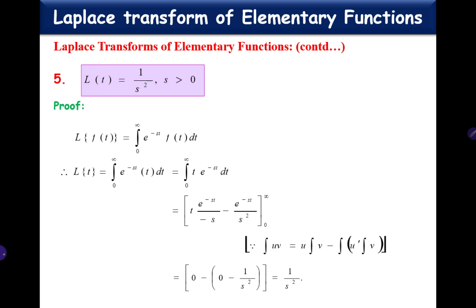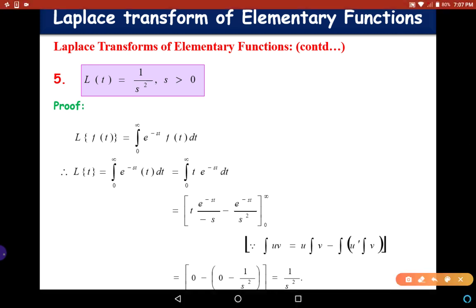So first if we substitute the upper limit infinity, then we get 0 because e power minus infinity goes to 0, minus. Now if we substitute lower limit 0, the first term becomes 0. The first term t times e power minus st by minus s becomes 0, and the second term e power 0 by s square gives 1 by s square. So finally we get 1 by s square. Therefore Laplace transform of t is given by 1 by s square.